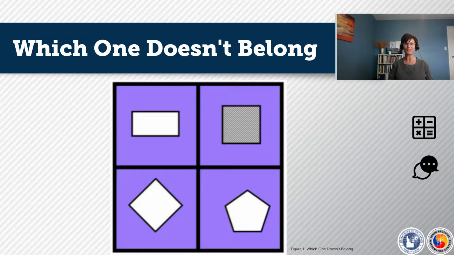Which of these shapes do you think does not belong? Take a moment and pause your video. Give yourself time to think of your idea and your reasons why. Share out your thinking, and then when you're ready, restart the video. Isn't it interesting that there are reasons for each shape to not belong?